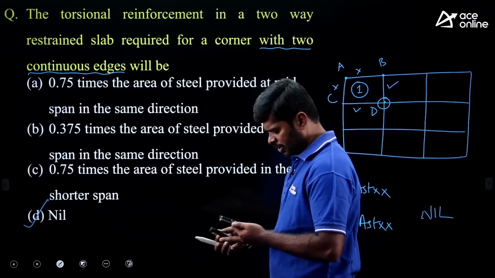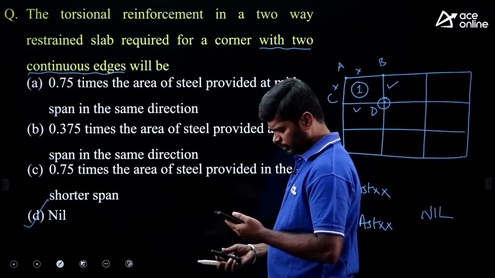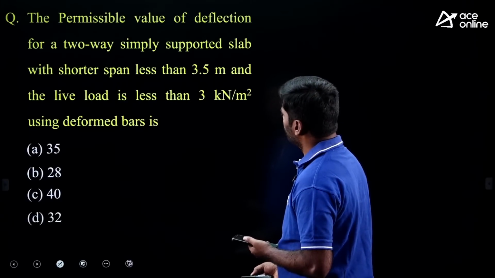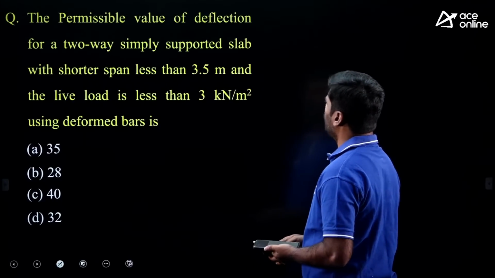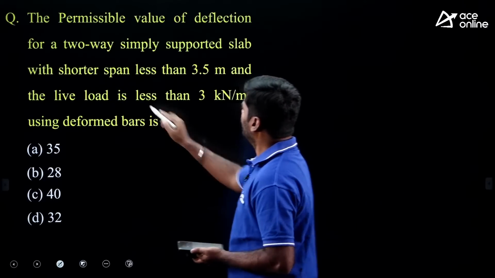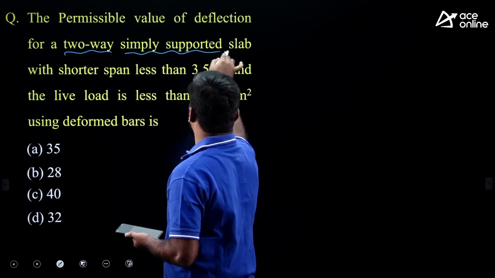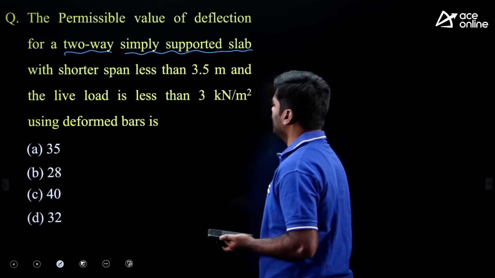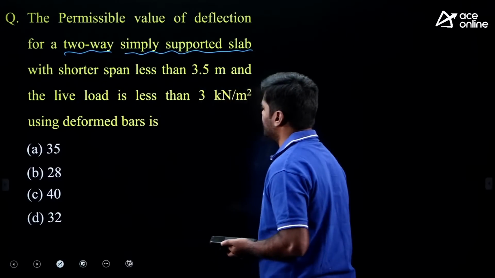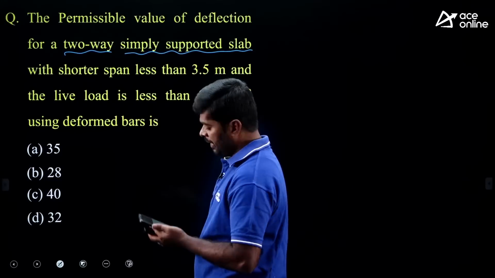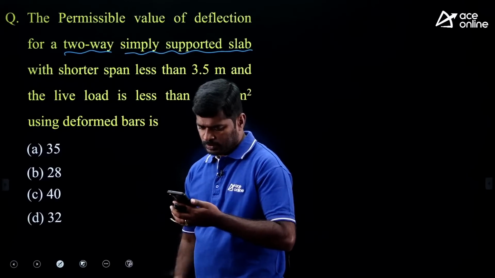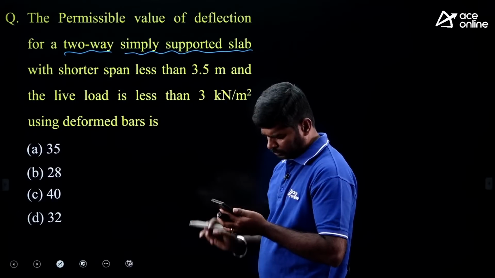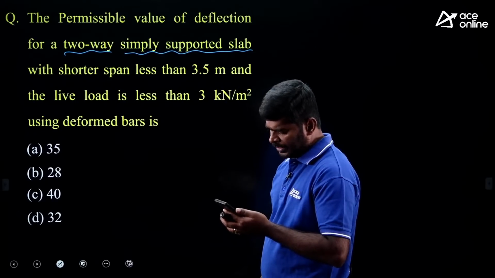Next question. The permissible value of deflection for a two-way simply supported slab with a shorter span less than 3.5 meter and live load is less than 3 kilonewton per meter square using deformed bars is. My dear, which option is correct?